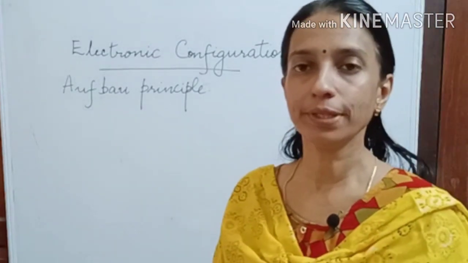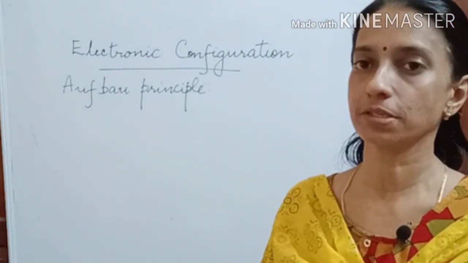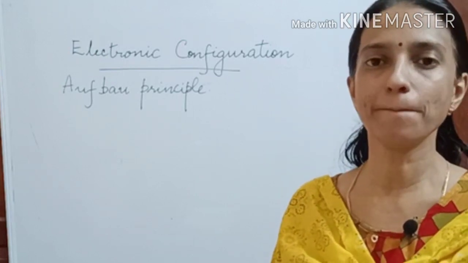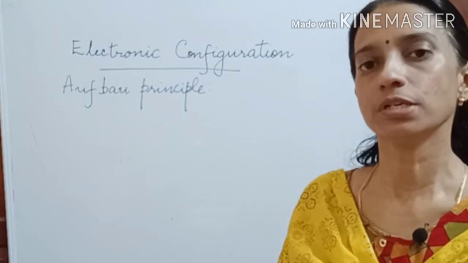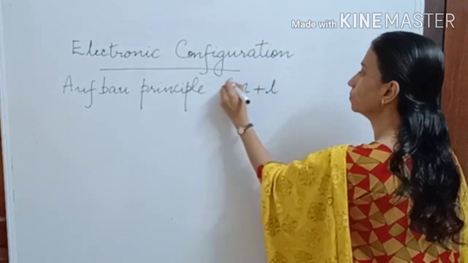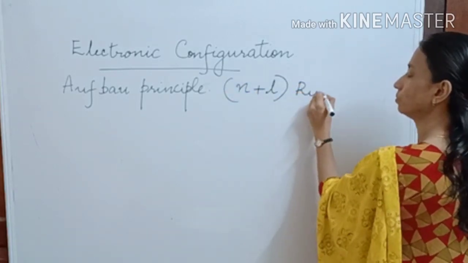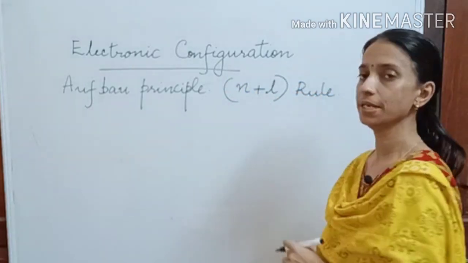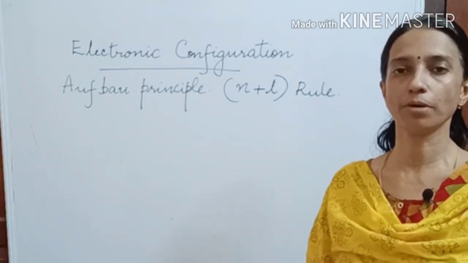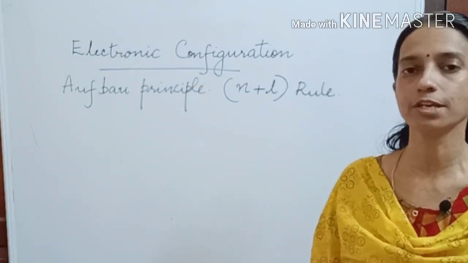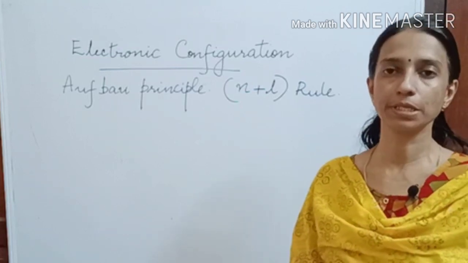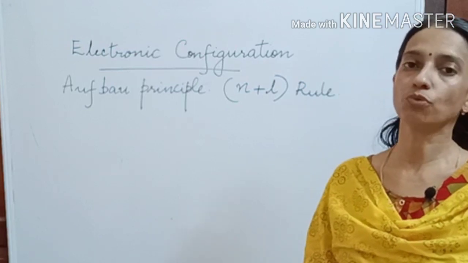The next rule that we have to learn is known as the Aufbau principle. Aufbau is a German word for building up. So this rule is also known as the n plus l rule. It gives an idea about how the electrons are entering the different orbitals based on the increasing order of their energies. To understand the Aufbau principle, we have a simple rule.